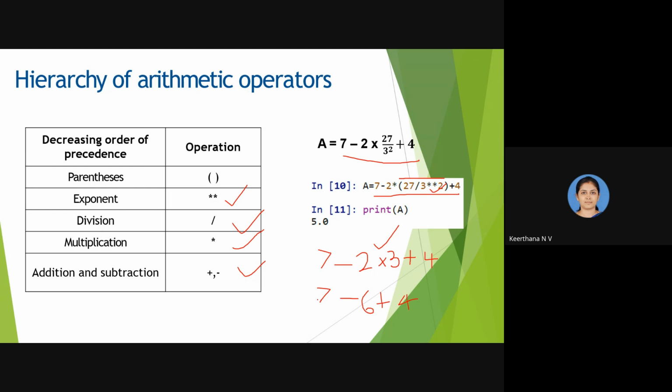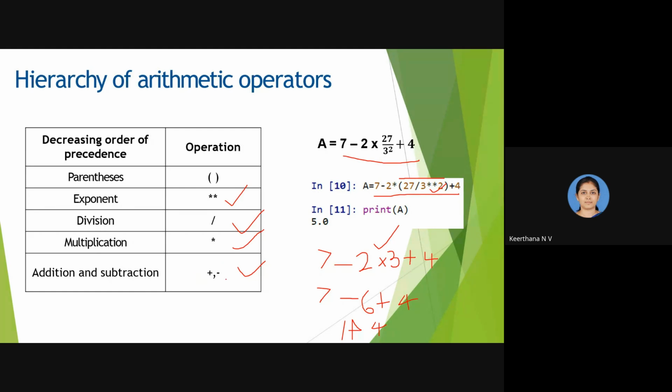So again, 7 minus, after that plus and minus, so after that you will get 5. So 7 minus 6 is 1, plus 4 equals 5. So this shows that you do not have to perform the plus first and then the minus.